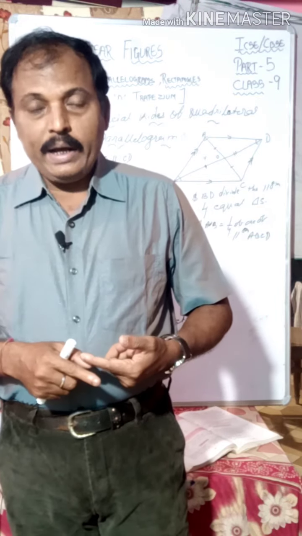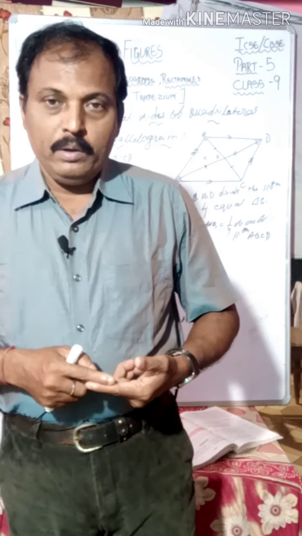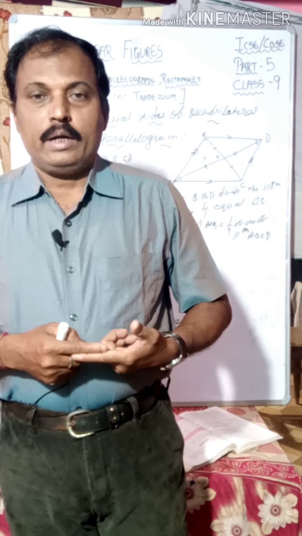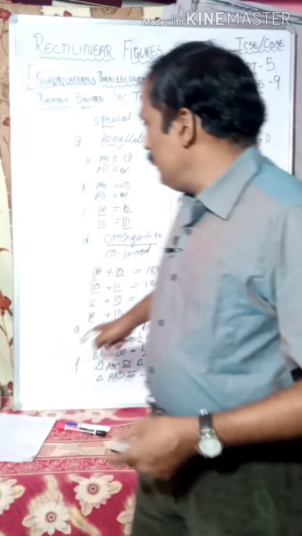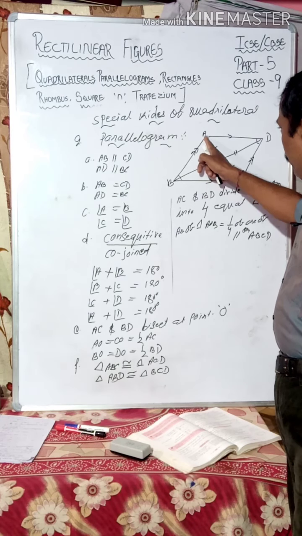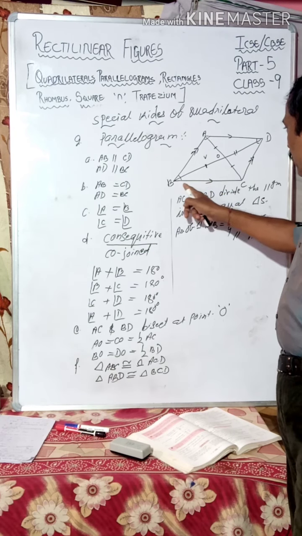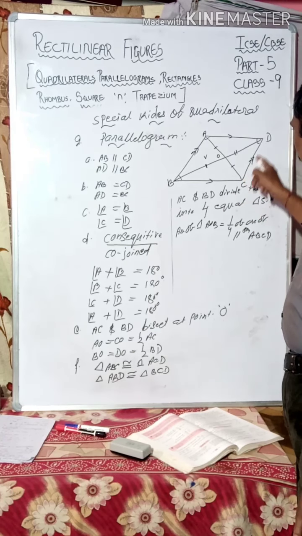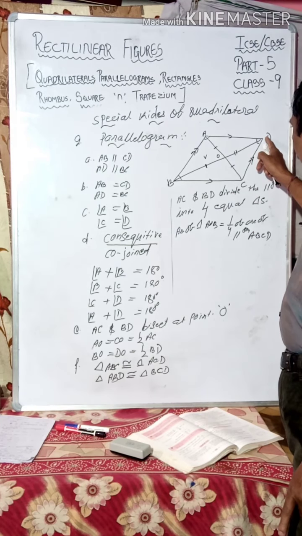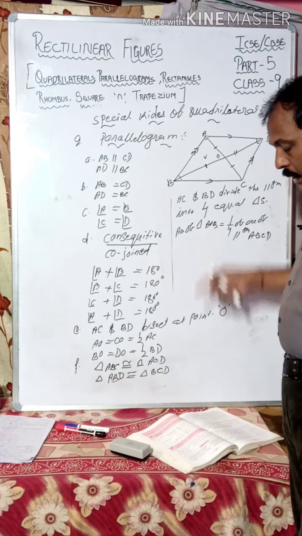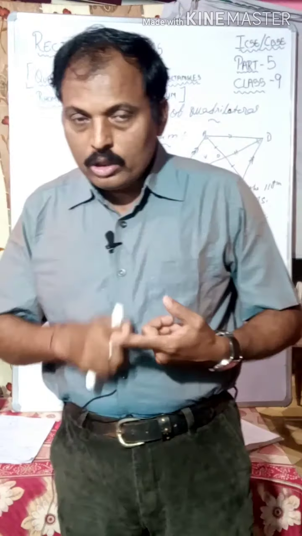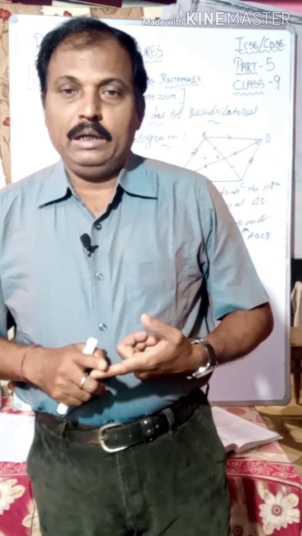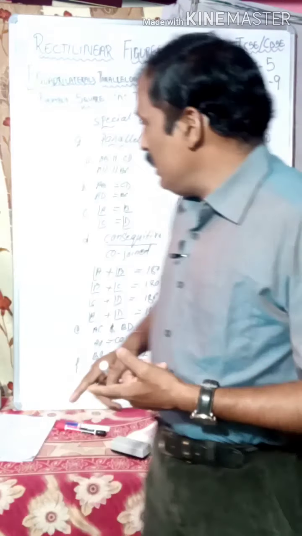Likewise, the two diagonals of a parallelogram divide the parallelogram into four equal triangles, means area of triangle AOB is equal to area of triangle BCO is equal to area of triangle CDO is equal to area of triangle AOD is equal to 1/4 of the area of parallelogram ABCD.